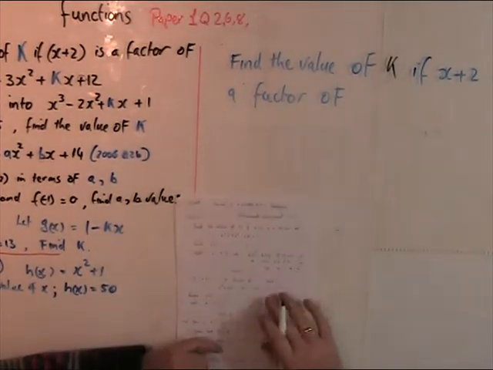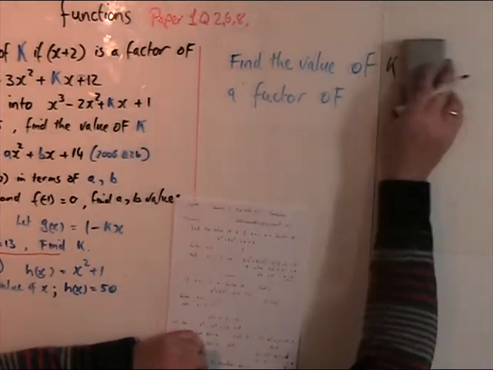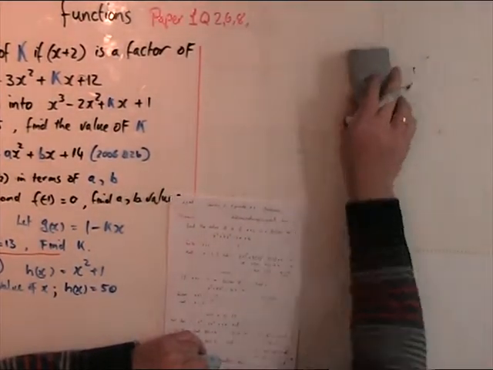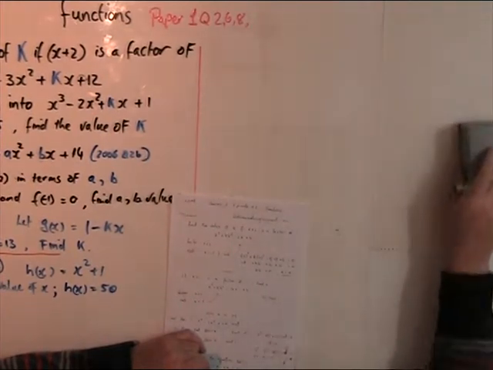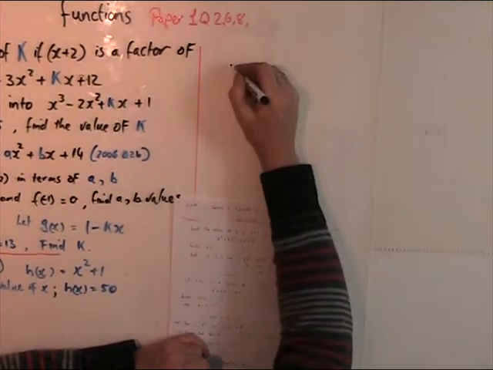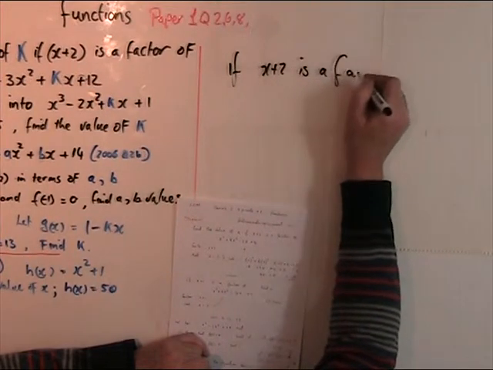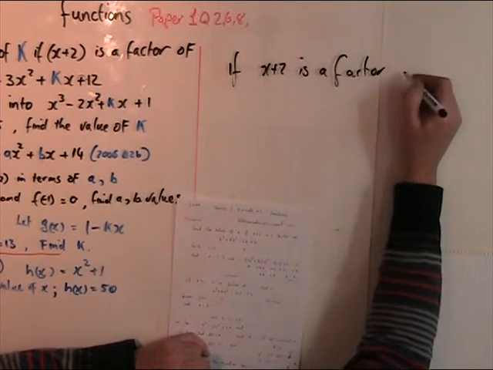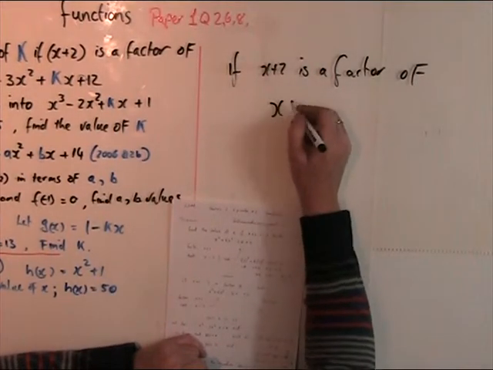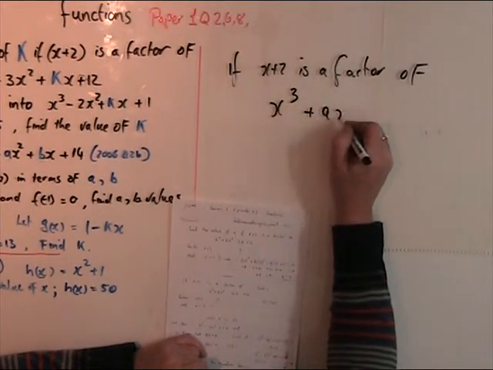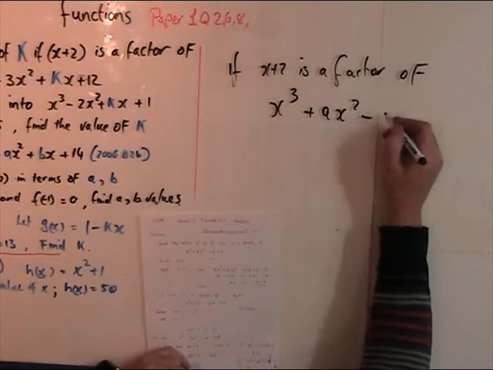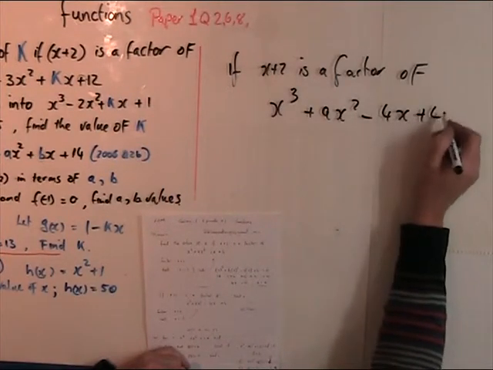Now here's another one. If x plus 2 is a factor of x cubed plus ax squared minus 4x plus 4.